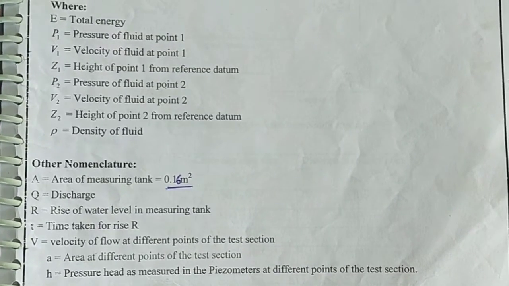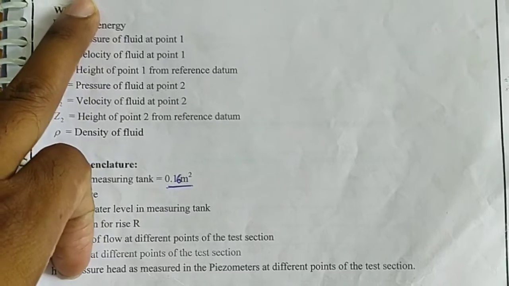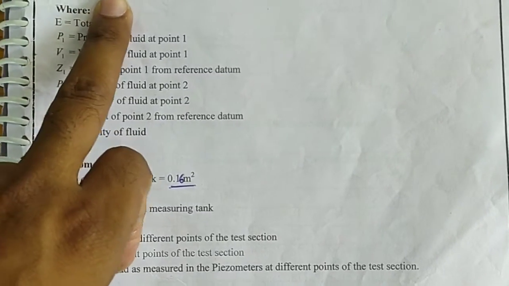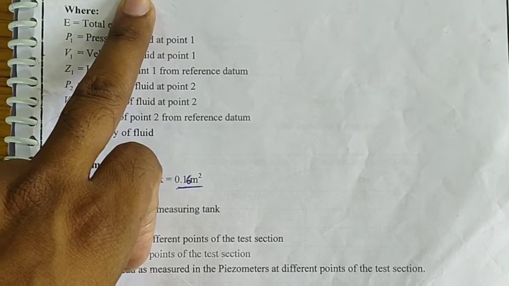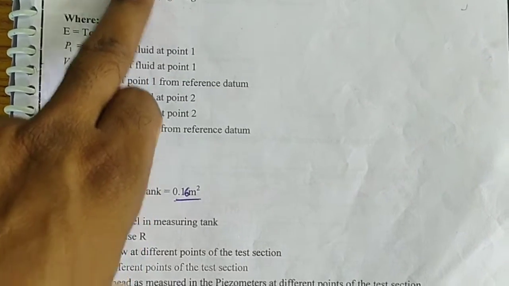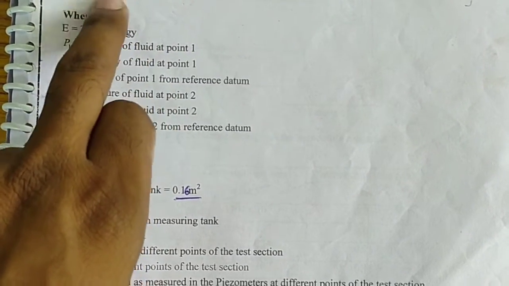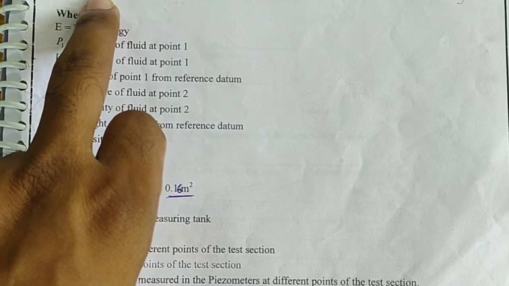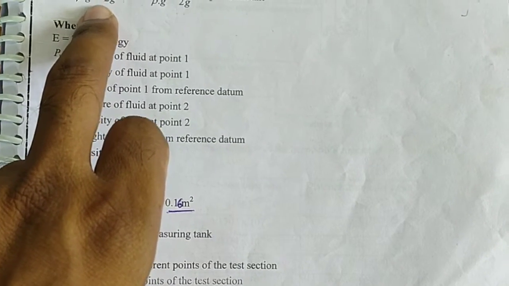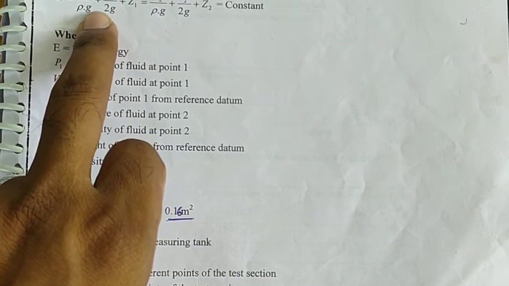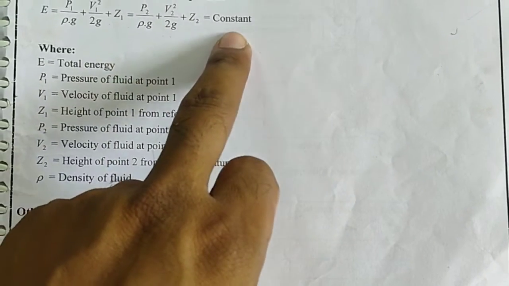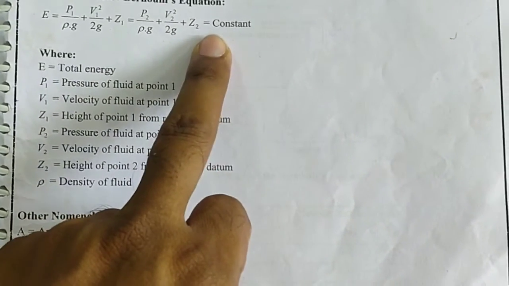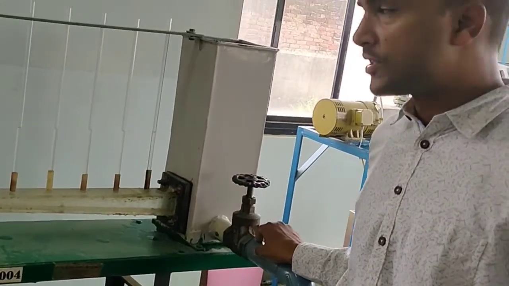The energy is the summation of pressure head P1 upon rho g, plus velocity head V1 square upon 2g, plus datum head Z1. The summation of these three components will be constant at any instant of time for a particular section, and when we move to another section, the same energy will be obtained by this experiment.